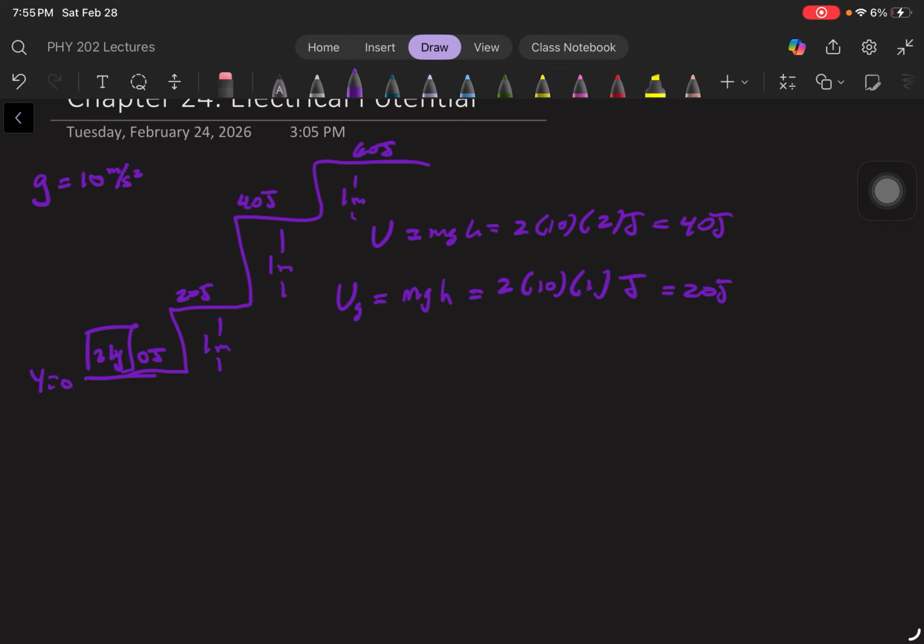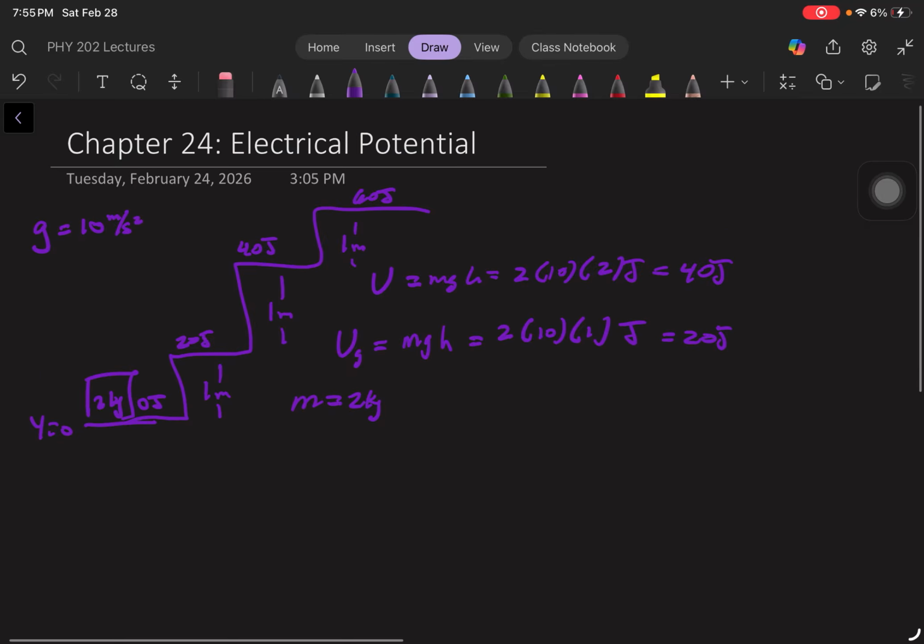But this is only true if m is equal to 2 kilograms. So what would we do if we had a different mass? Then none of these values would be correct anymore. So what we do is we figure out the amount of energy required to do this with 1 kilogram, and then we have some value we can multiply by whatever mass we later have to get the correct answer.